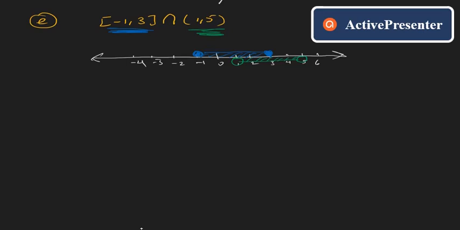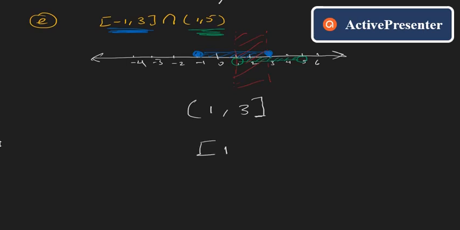Okay, the intersection of these two sets lies here, this area, from here to here. Here we have the intersection. Okay, where do they intersect? They intersect in 1 open up to 3 closed.